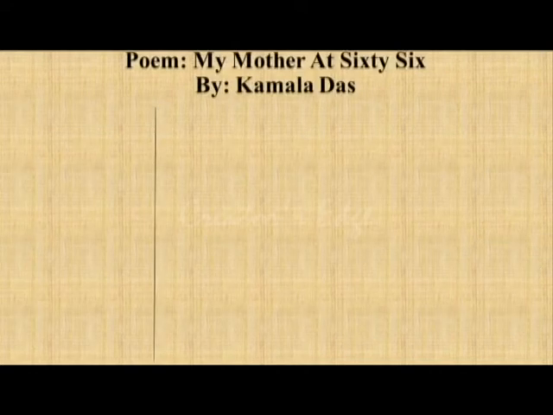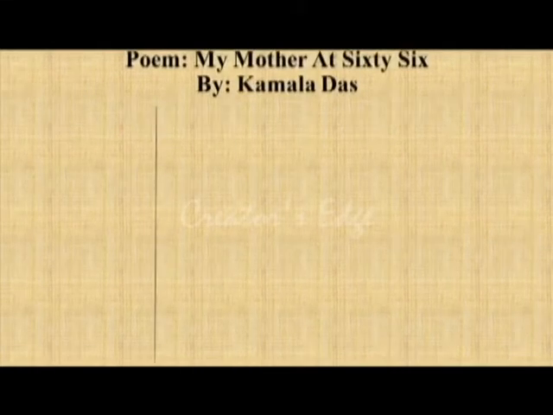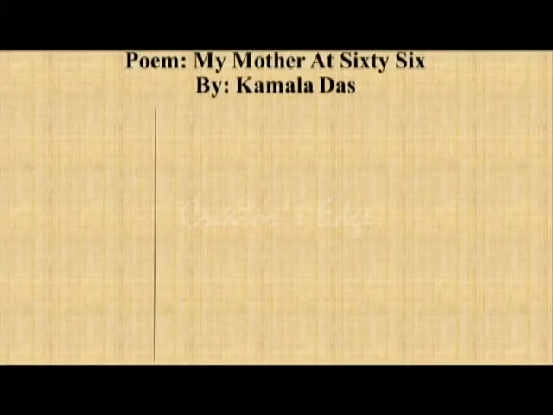Now I am going to give a line by line explanation of the poem. I have divided the poem into 4 short paragraphs so that you can understand the poem easily. Let's start the first stanza. I am going to read stanza 1 and then I'll give you the explanation. Stanza 1.